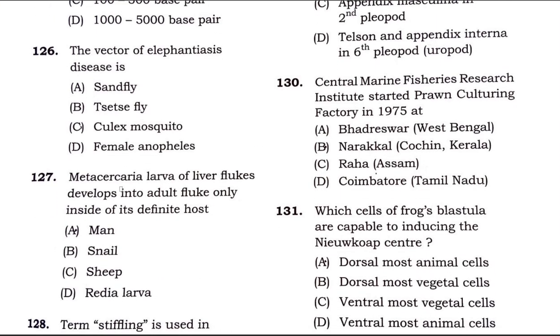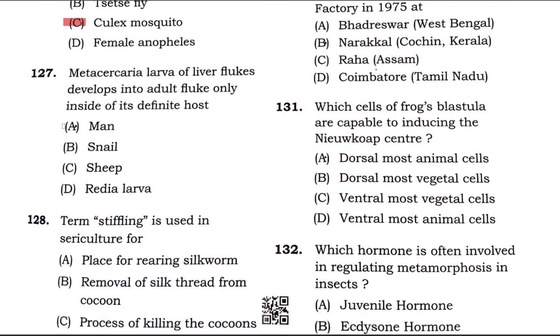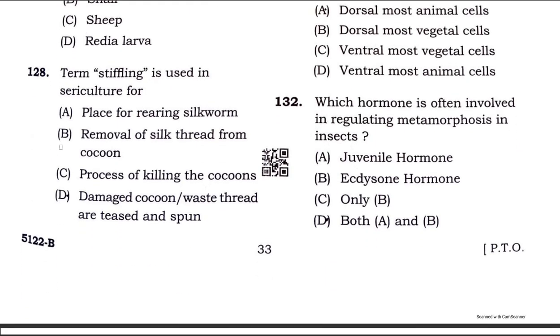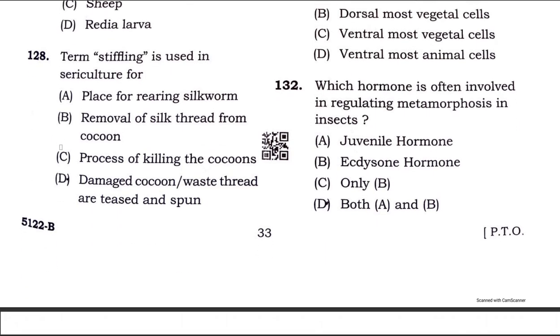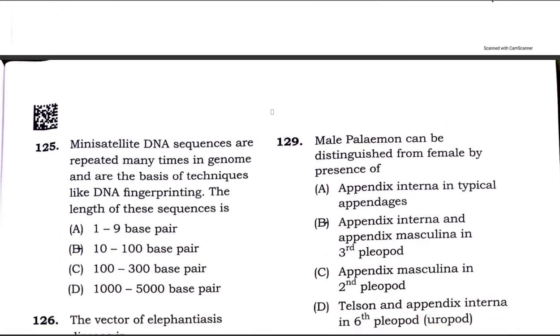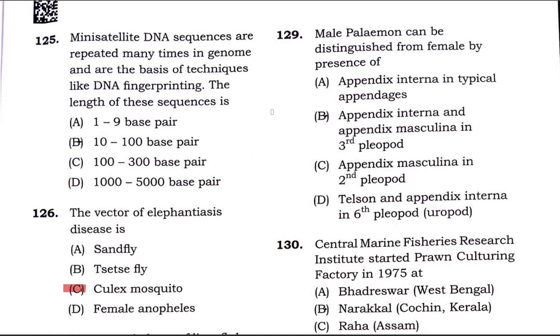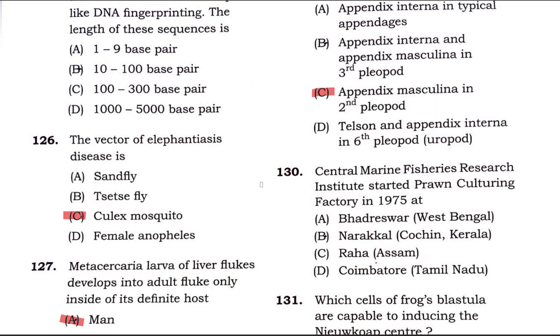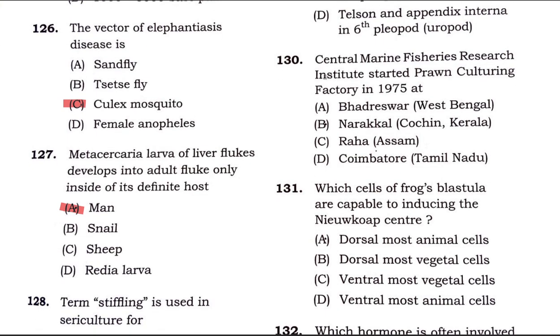The vector of elephantiasis is of course the Culex mosquito. Metacercarial larva of liver fluke develops into an adult fluke only inside its definitive host, and the definitive host is man. The term stifling is used in sericulture for the process of killing cocoons. Male Palaemon can be distinguished from female by the presence of appendix masculina on the second pleopod. Central Marine Fisheries Research Institute started a prawn culturing factory in 1975 at Narakkal.